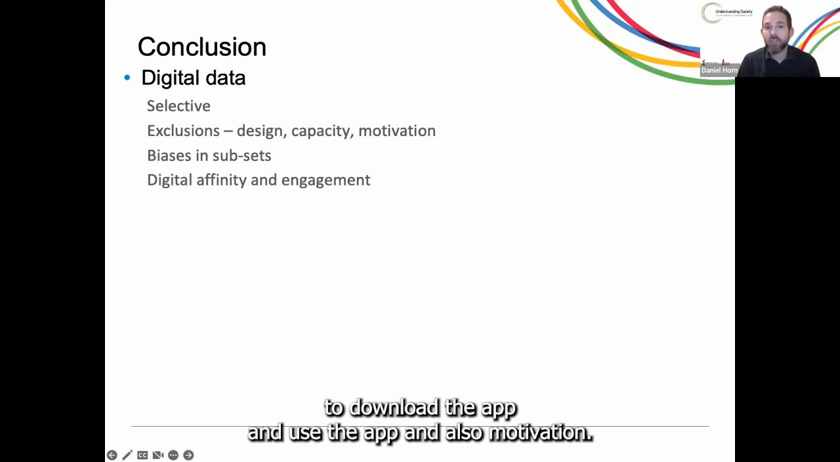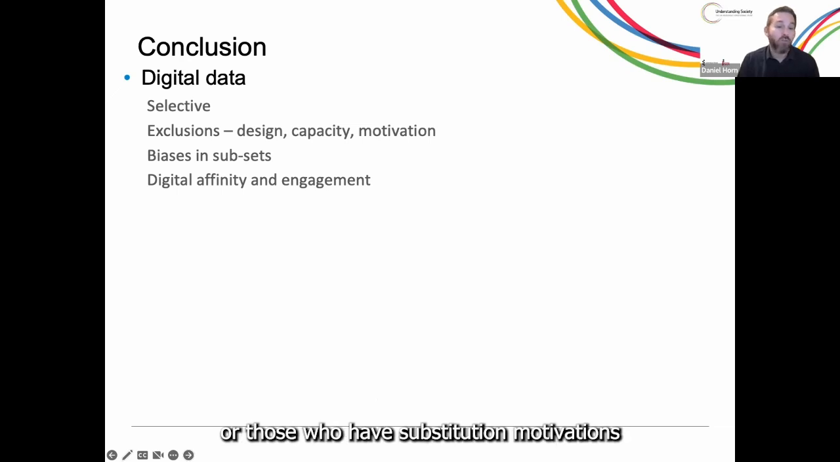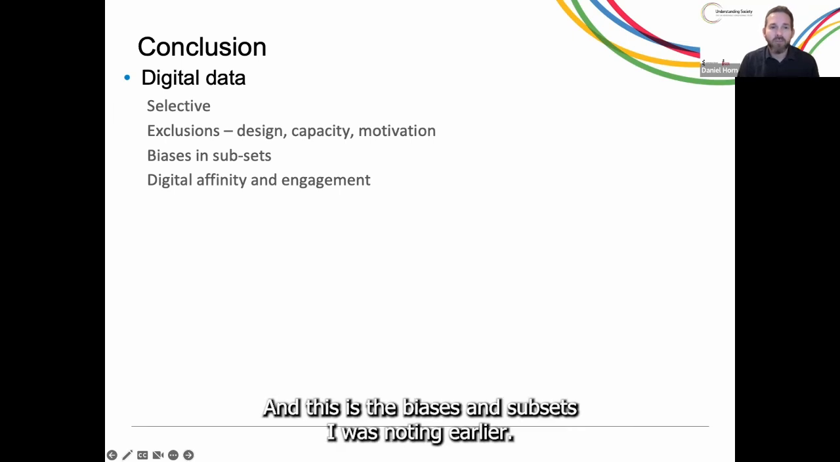And also motivation: those with lower levels of trust in the government or the company, or those who have substitution motivations, that they feel that they've already taken things into consideration, do not adopt or adhere to the app. And this is the biases and the subsets I was noting earlier.